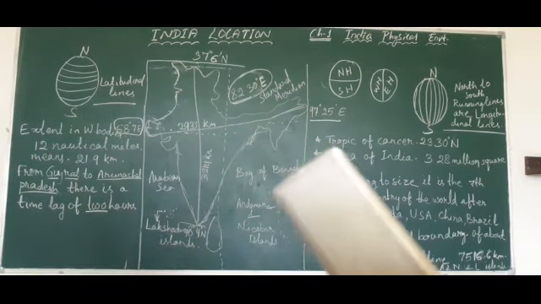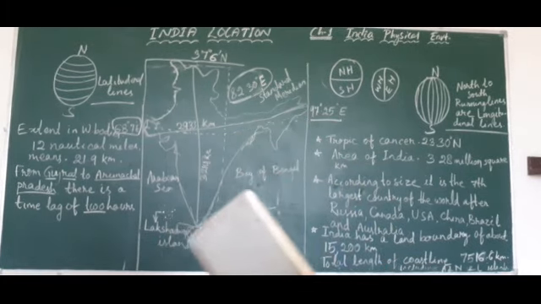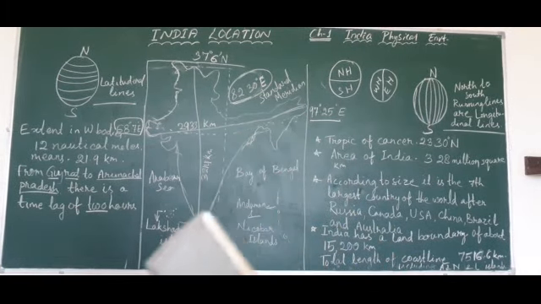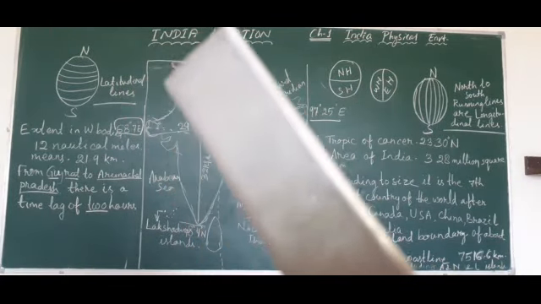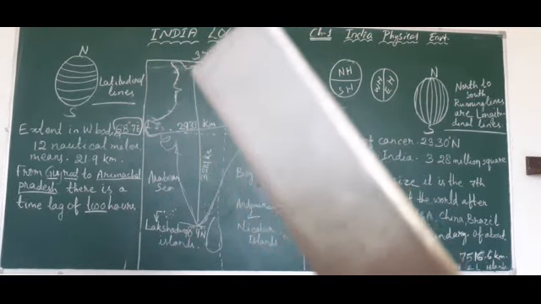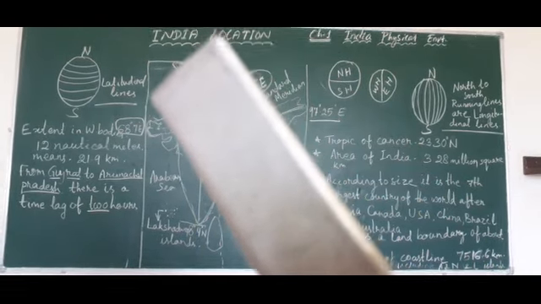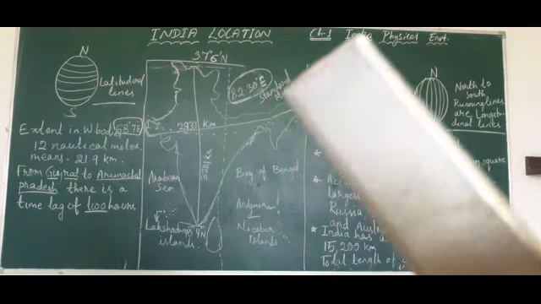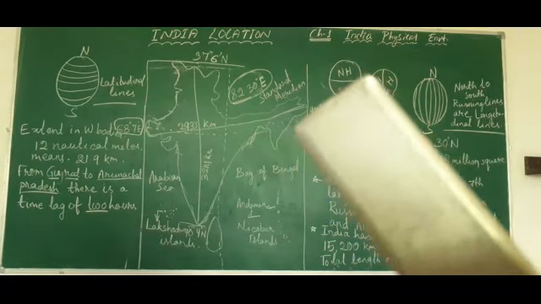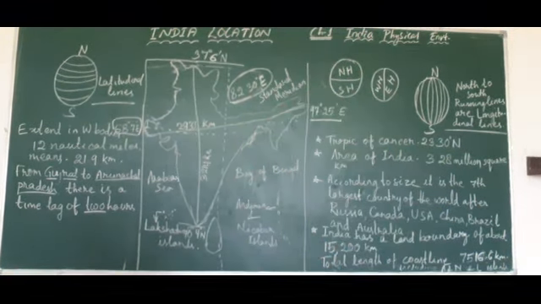Okay, Sri Lanka and Maldives are water boundaries. In water bodies the neighboring countries are there, and in land boundary India has 7 neighboring countries. So what are they? Pakistan, Afghanistan, China, Nepal, Bhutan, Myanmar, Bangladesh.